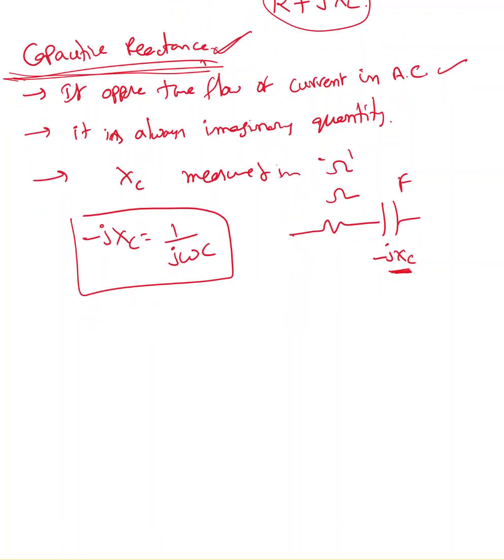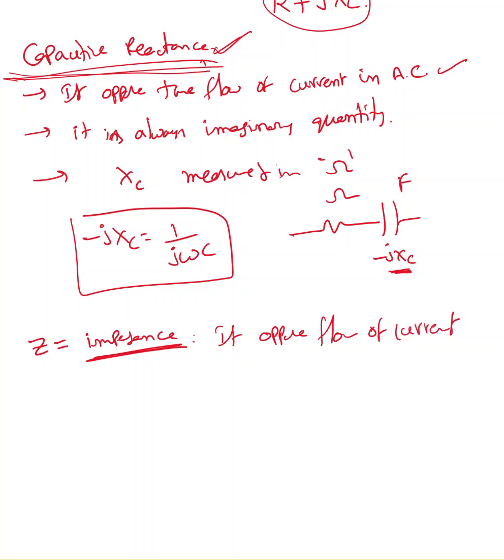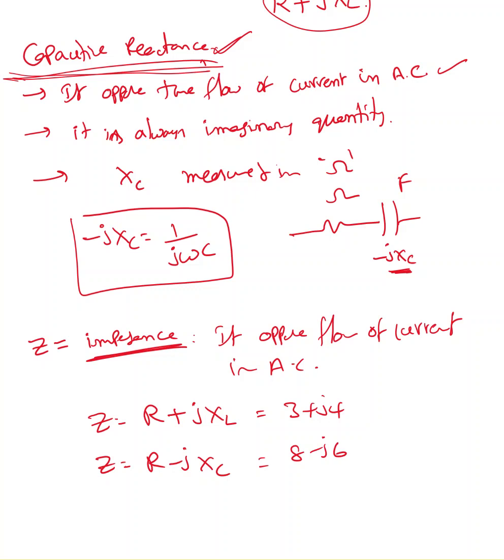Now once we understand capacitive reactance, I'm going to introduce a new term called impedance. We indicate it with a Z. Impedance is nothing but it opposes flow of current in AC. If you take an example, Z is always either R plus jXL, say for example 3 plus j4, or you might end up with R minus jXC, like 8 minus j6, something like this.